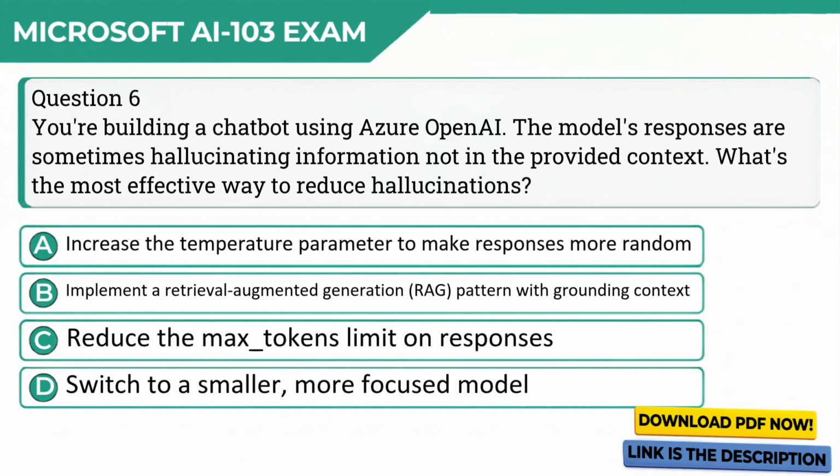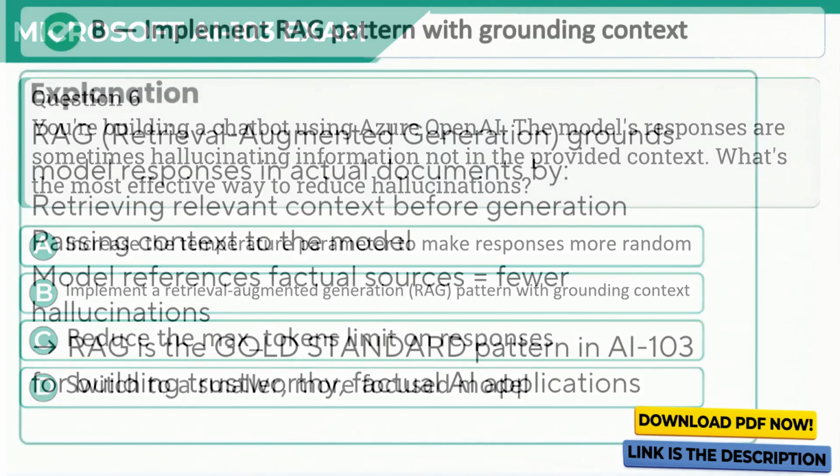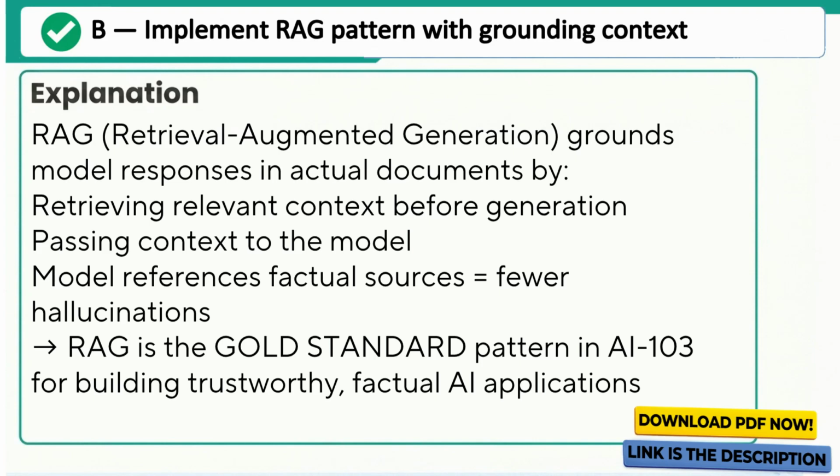Question 6. You're building a chatbot using Azure OpenAI. The model's responses are sometimes hallucinating information not in the provided context. What's the most effective way to reduce hallucinations? A. Increase the temperature parameter to make responses more random. B. Implement a Retrieval-Augmented Generation, RAG, pattern with grounding context. C. Reduce the max_tokens limit on responses. D. Switch to a smaller, more focused model. Correct answer, B. Implement RAG pattern with grounding context.